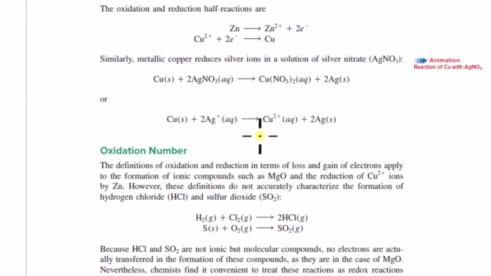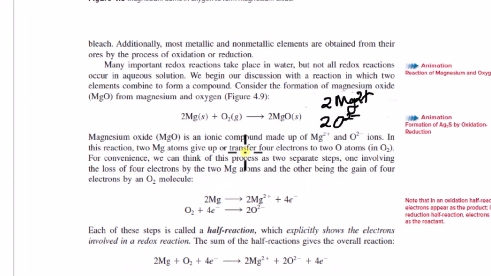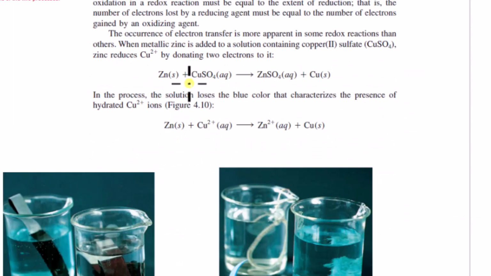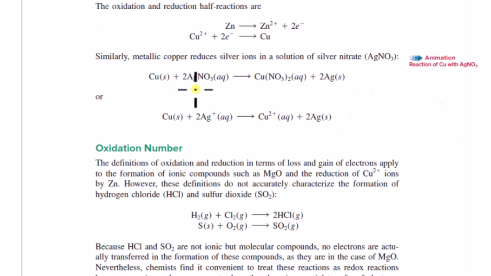You're going from copper to copper ions and then from silver ions to neutral silver. Okay, but one thing you might have noticed is that all three of these redox reactions contained at least one ionic compound. The first reaction has magnesium oxide. The second reaction had copper(II) sulfate and zinc(II) sulfate. Here you had silver nitrate and copper(II) nitrate.